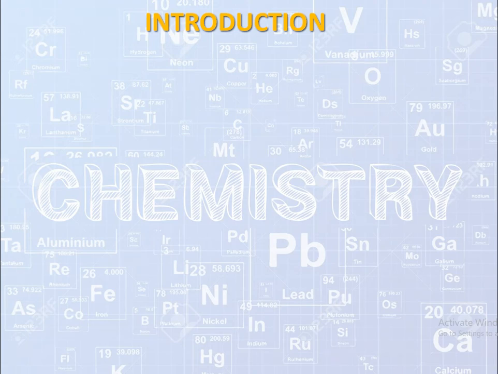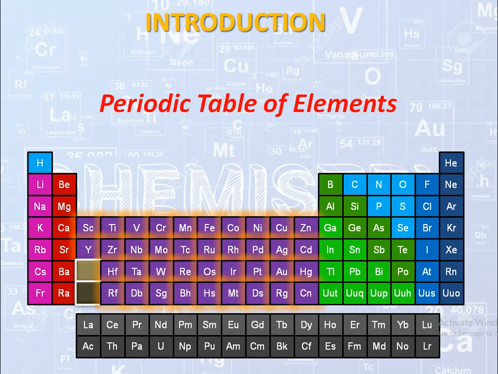This is the modern periodic table in which there are 7 periods starting from 1 to 7 and 18 groups starting from 1 to 18. There are 118 elements. The modern periodic table is divided into 4 blocks.